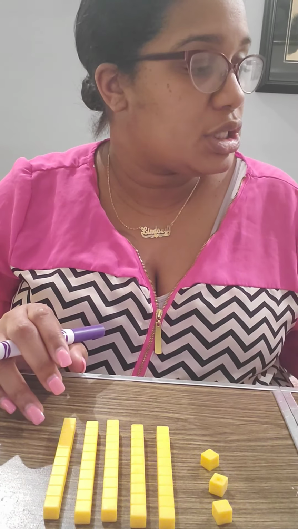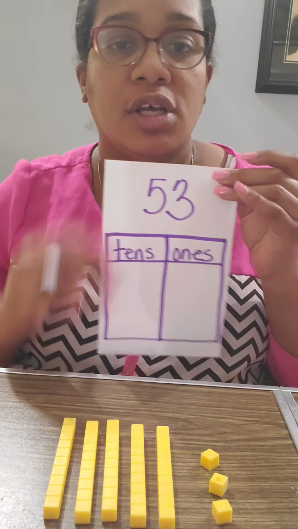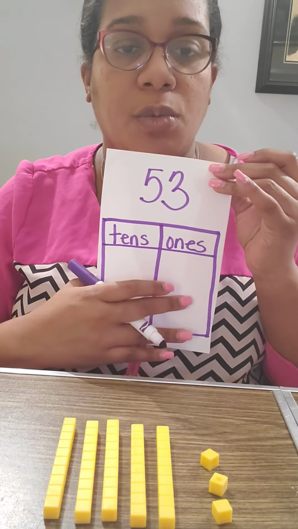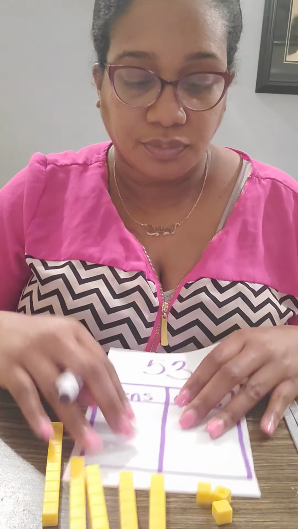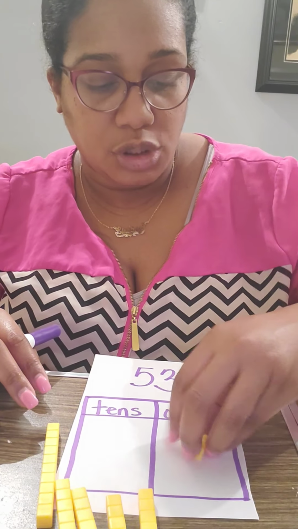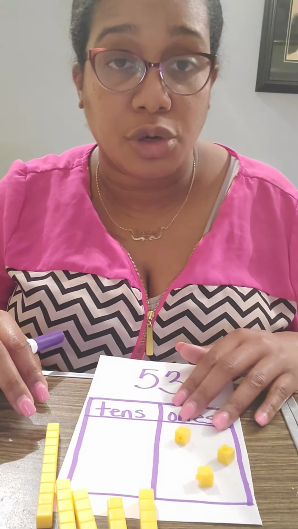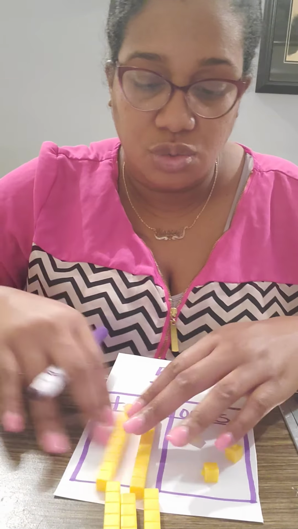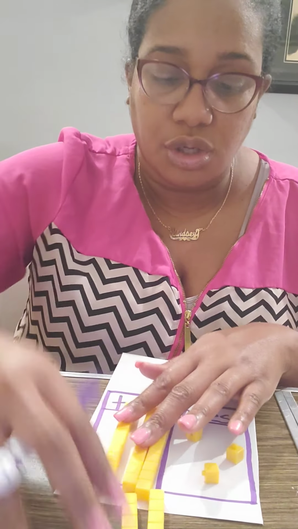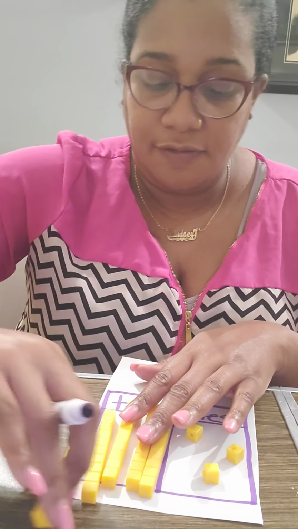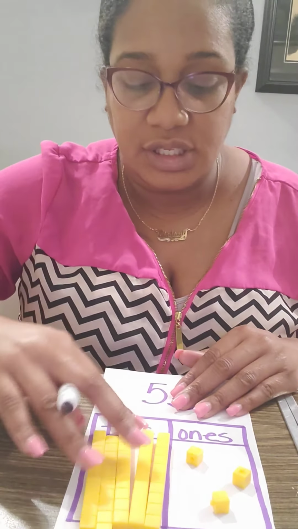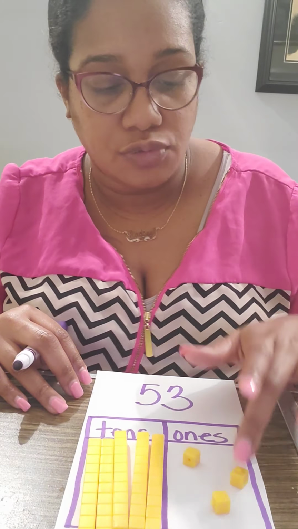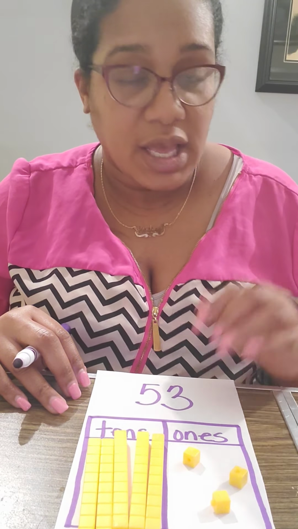All right. So let's take a look at our chart. So I have 53. My tens go here. My ones go here. I have 3 ones. They're worth 3. 10, 20, 30, 40, and 50. I have 5 tens and they're worth 50. All right. 50, 51, 52, 53. That matches this, and that's what we're doing.